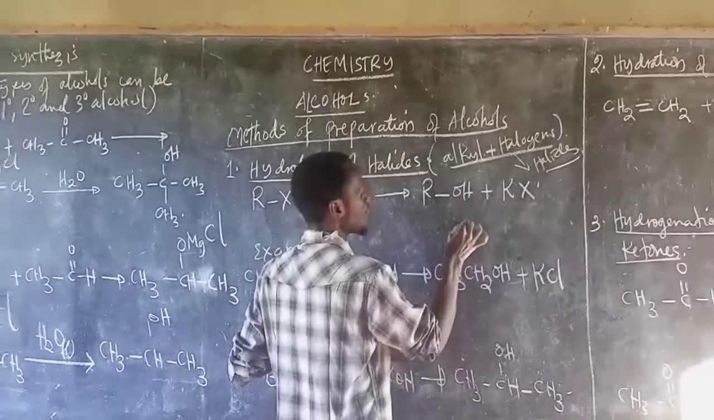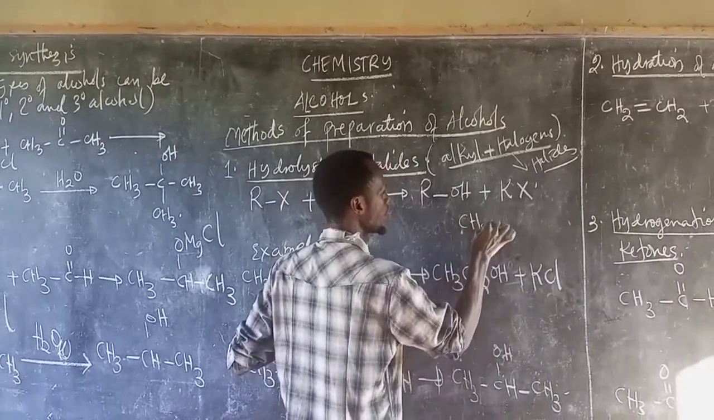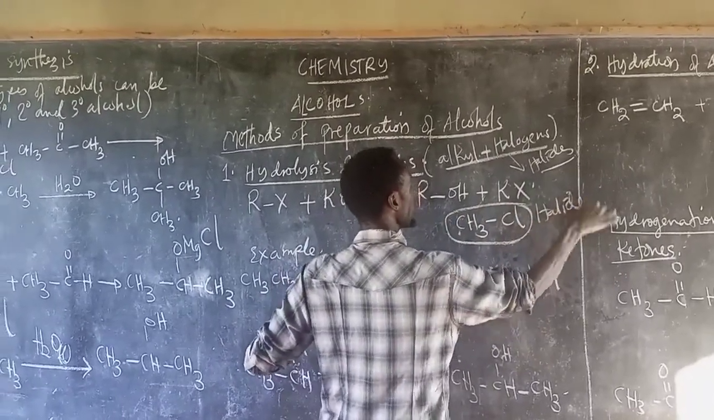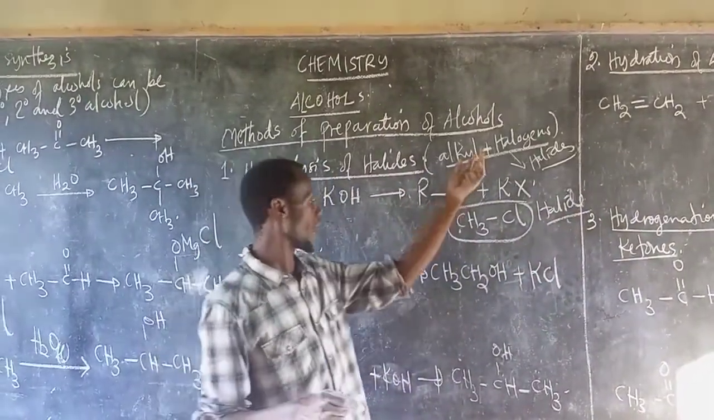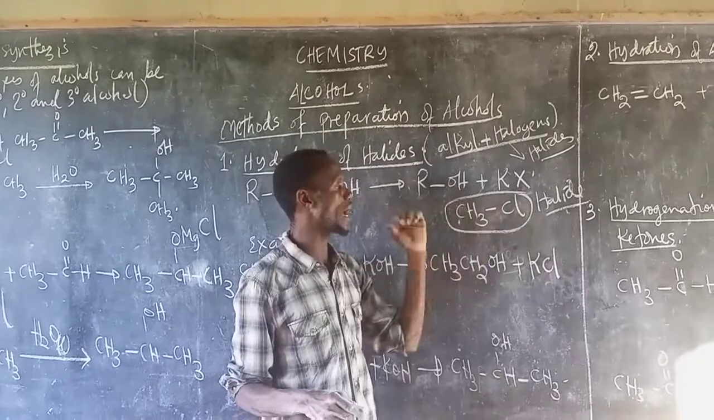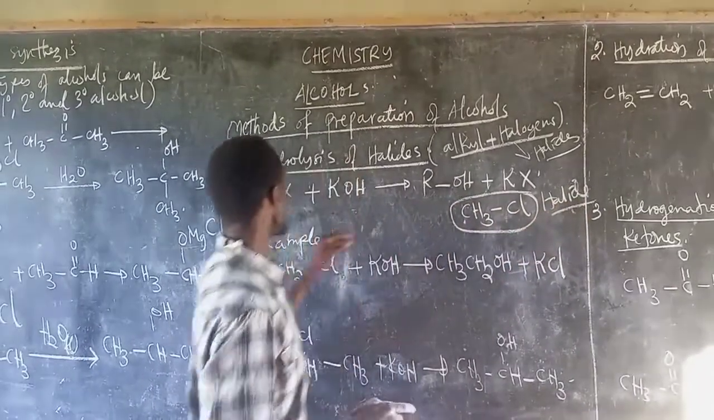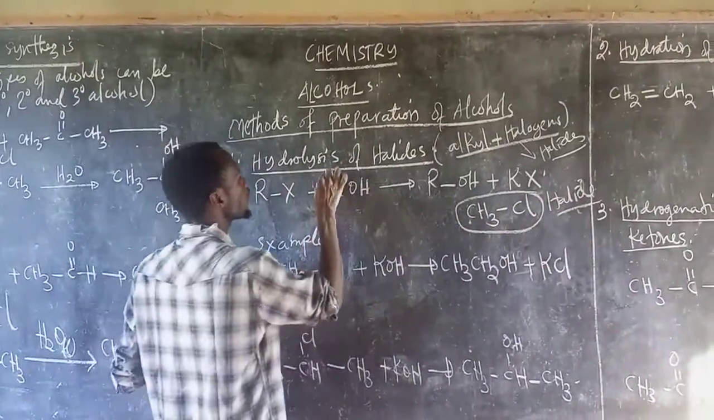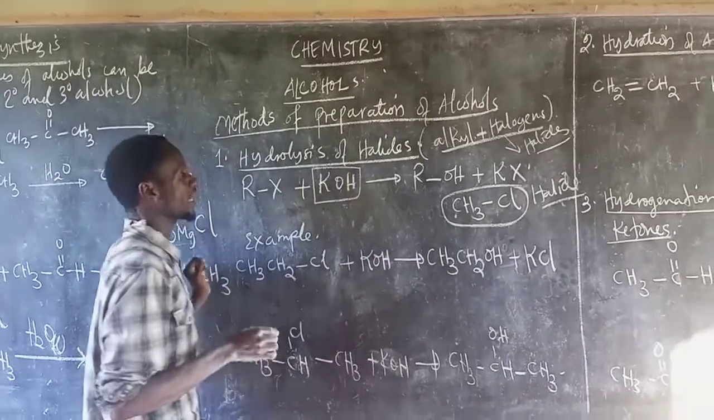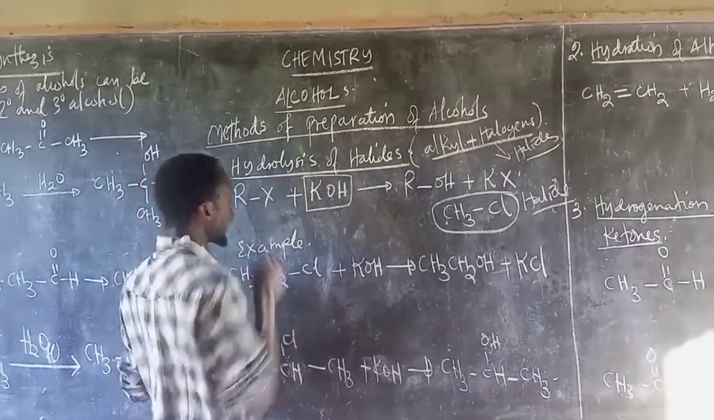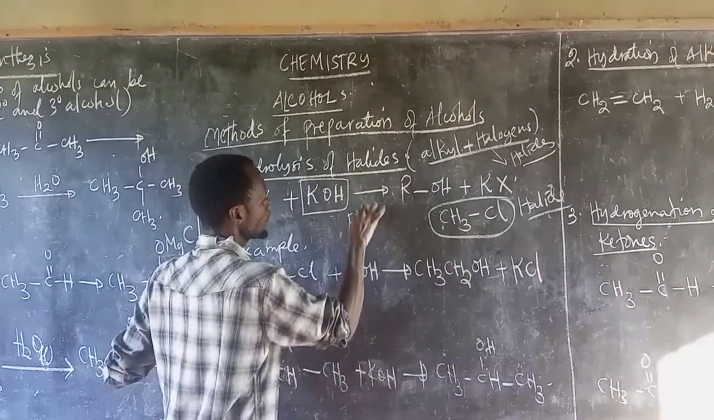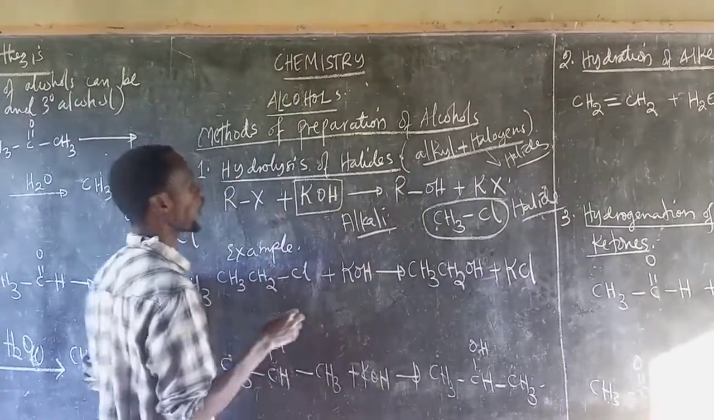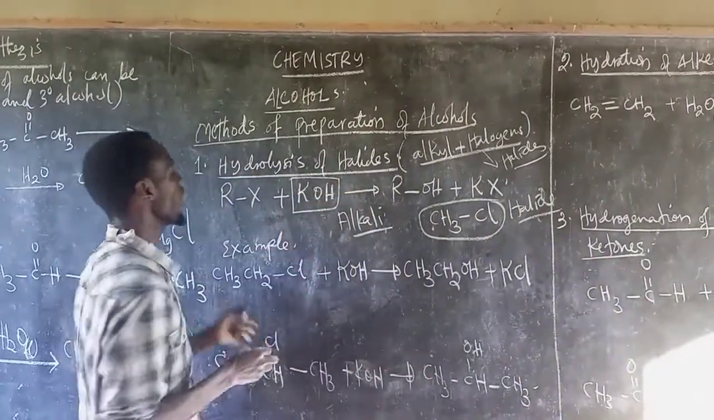Example, methane becomes methyl. This is CH3 plus Cl. This is an example of halides, meaning the combination of the alkyls and the halogens together to form what we call halides. Now, hydrolysis means addition of these alkyls. Addition of the alkyl or base to halides, we call hydrolysis of halides.